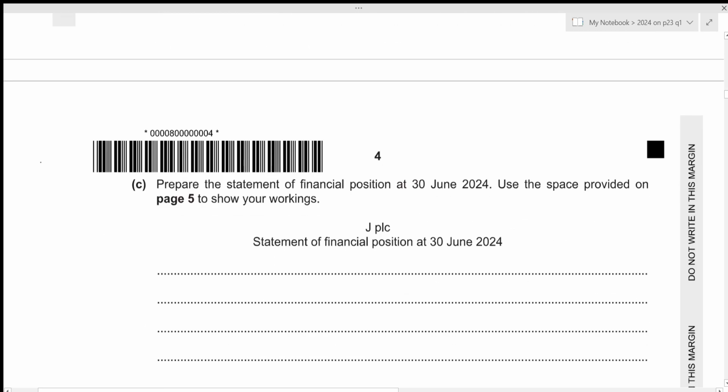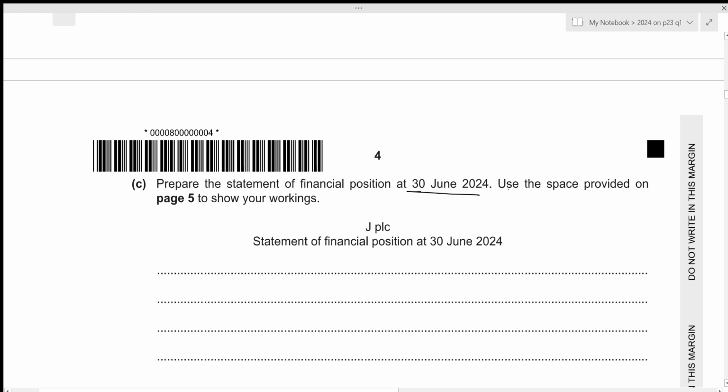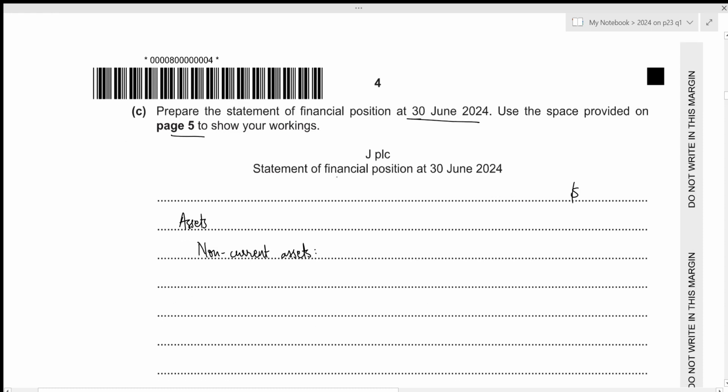Let's move towards the third one. We now need to prepare the statement of financial position at 30 June 2024. We need to use the space provided on page 5 to show our workings. Okay, in this case, I'll just do the workings within the insert itself. So let us start with the assets section. For assets, we start with non-current assets. And in this case, we're talking about a limited company. So we can just show all of our non-current assets under the heading of property, plant and equipment.